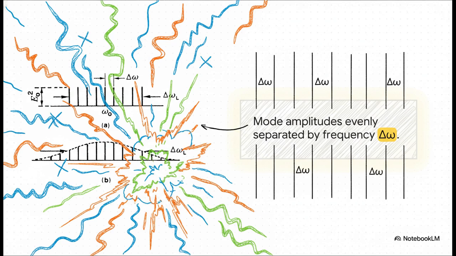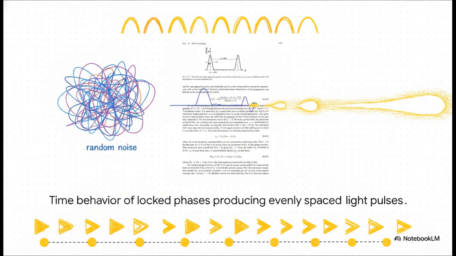They crash into each other, they cancel each other out, and the resulting light intensity over time is just chaotic random noise. But then we introduce a technique called mode locking, and the chaos just vanishes. By forcing all those different frequencies to adopt a definite, locked phase relationship with one another, the waves beautifully interfere constructively at specific, repeating intervals. The chaotic noise suddenly becomes a brilliant, evenly spaced train of intensely powerful light pulses.